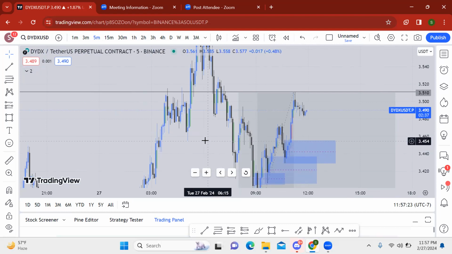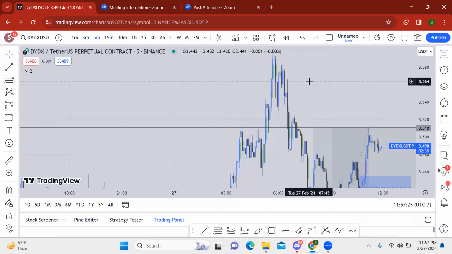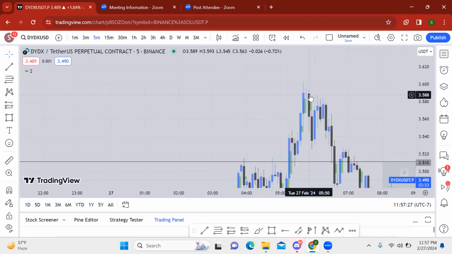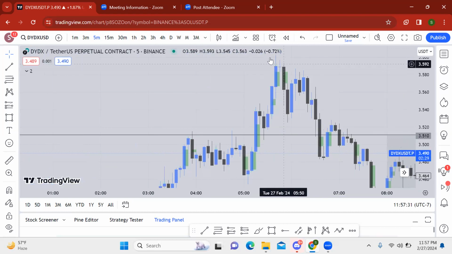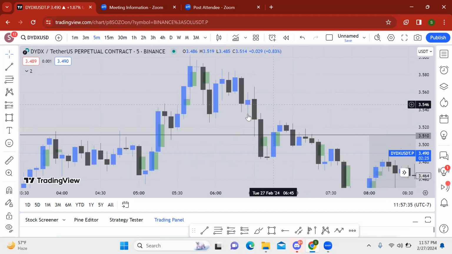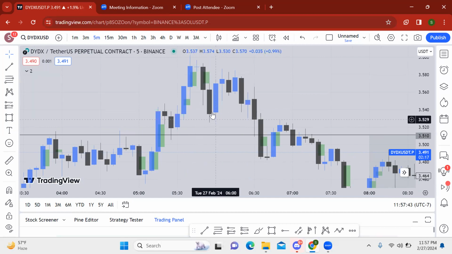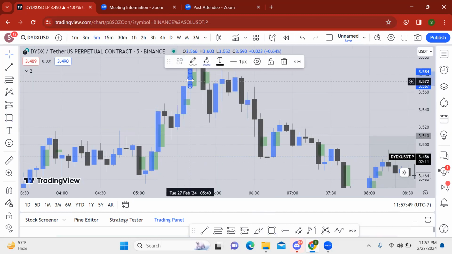Okay, the last thing is the inverse fair value gap. Let me show you from DYDX. It is an H2 supply. This whole zone is an H2 order block. This fair value gap was created here. On M3 this structure is shifted. Mark this order block, fair value gap here.